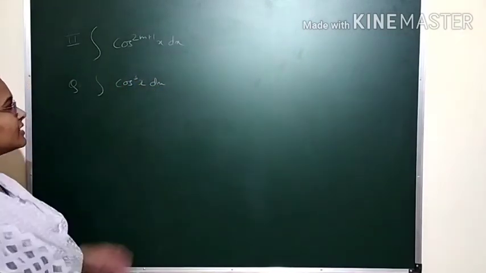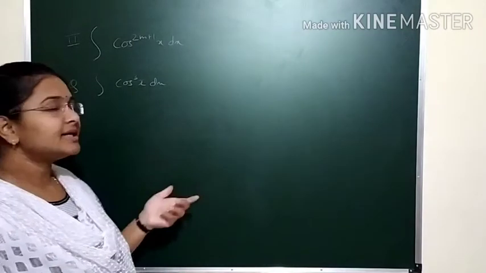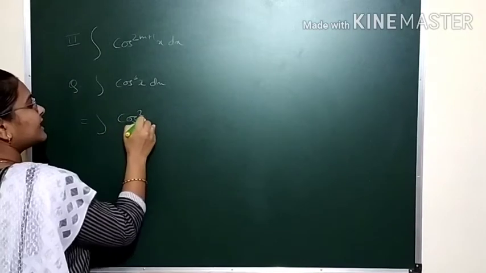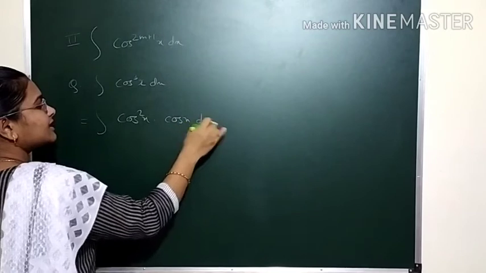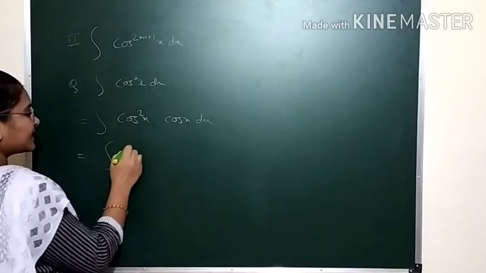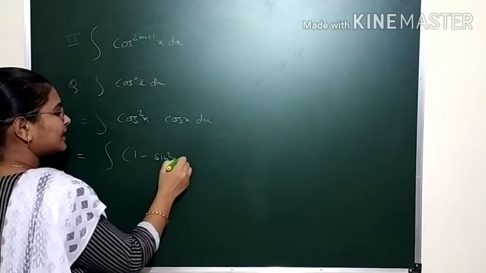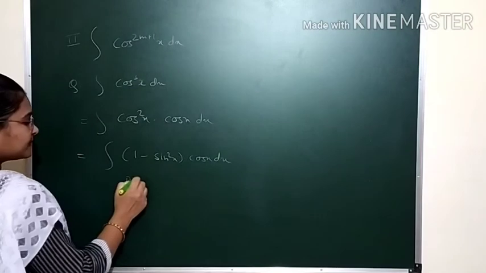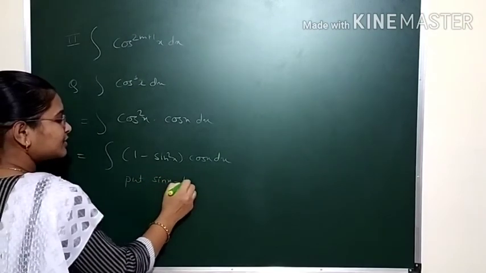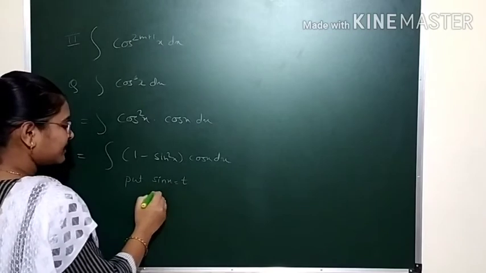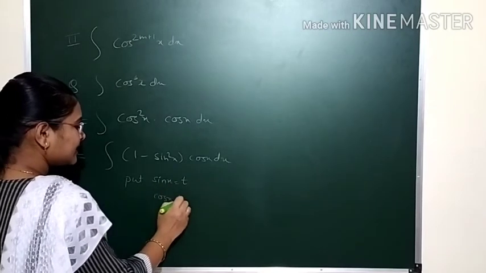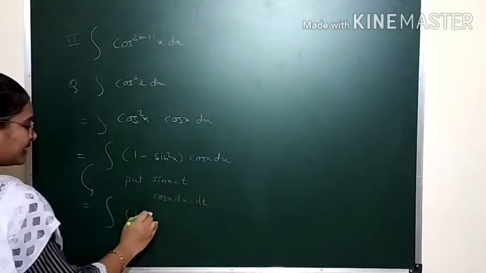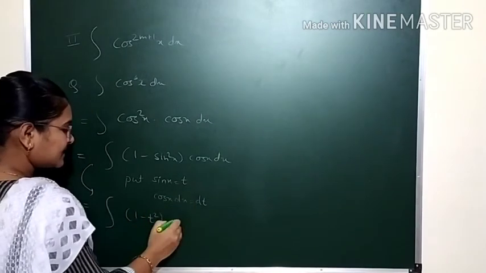Here also you can use the formula for cos 3 theta, but now we'll use our form. So it is equal to the integration of cos square x into cos x dx, that is, the integration of 1 minus sin square x into cos x dx. Now we'll put sin x equals t, so that the derivative of sin x is cos x dx equals dt. So your integral will be the integration of 1 minus t square dt.